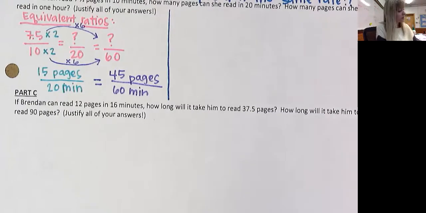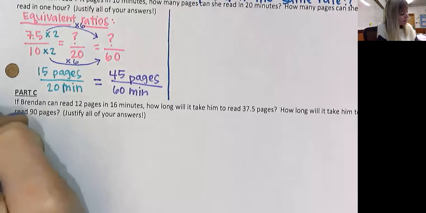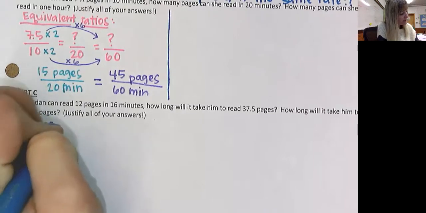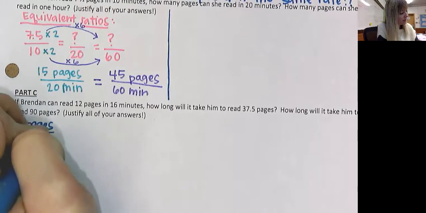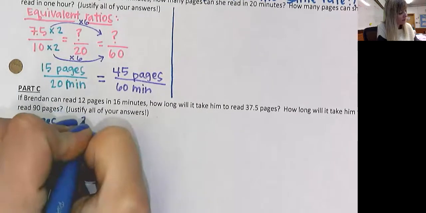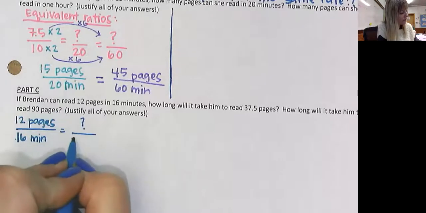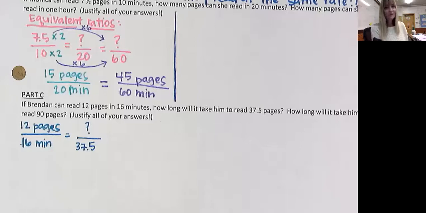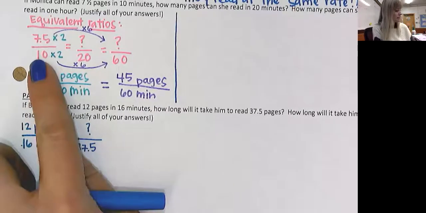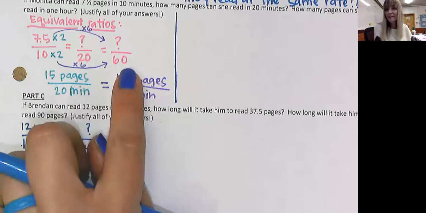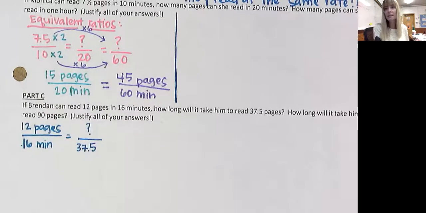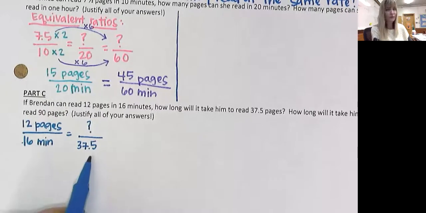Okay, so in this instance, I know this already, the 12 pages in 16 minutes. But this is getting complicated now because now I'm trying to figure out what is it in 37.5. Well, that's definitely more complicated because these were nice and worked out just fine because 10 went to 20 and 20 went to 60 and those are all fine. 10 went to 60 and that worked out fine. 16 to 37.5, that's getting a little strange.